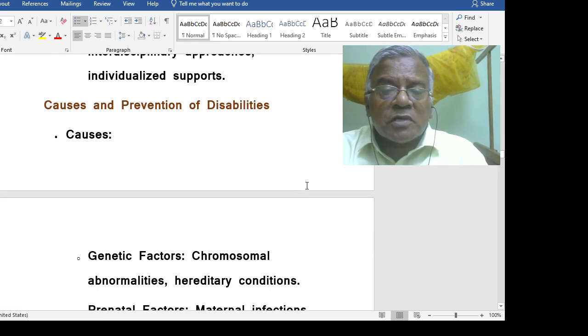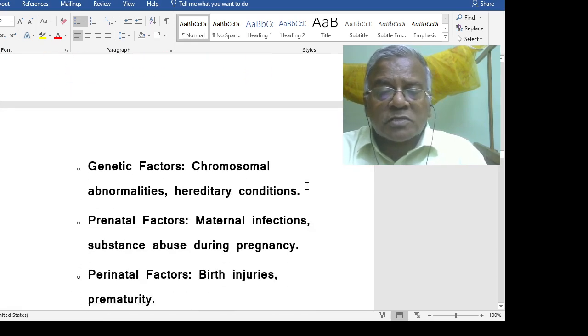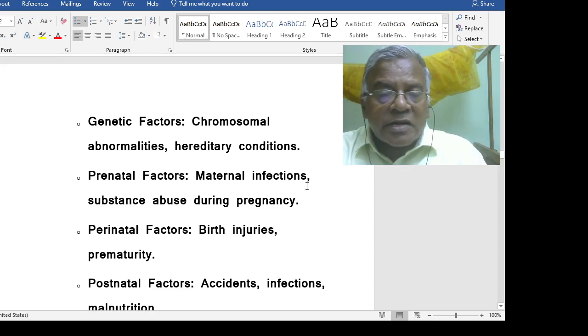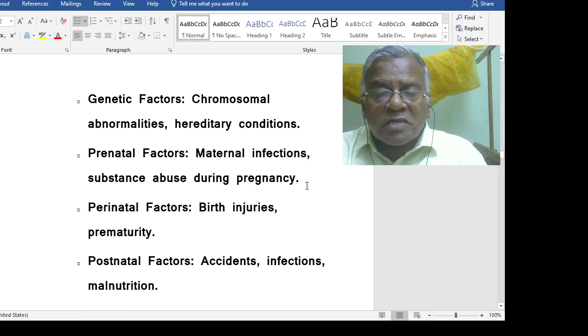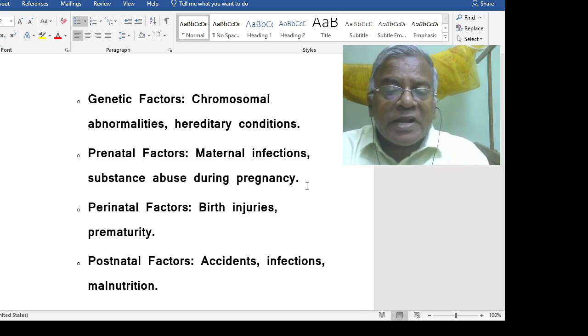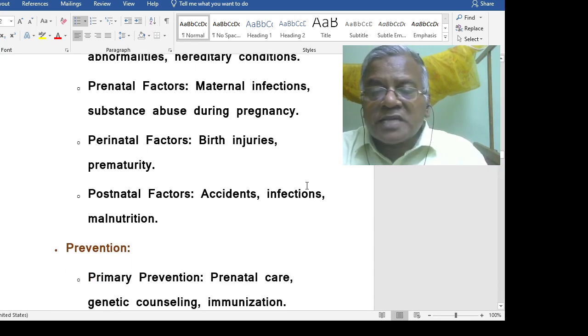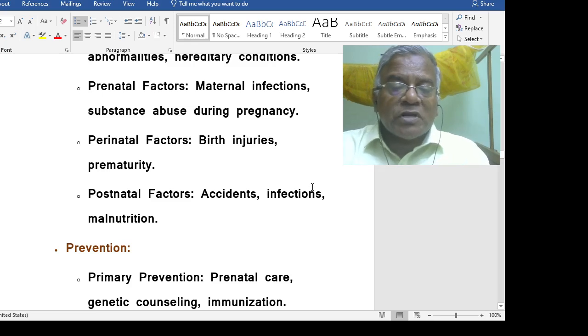Causes and prevention of disabilities. What are the causes? Genetic factors: chromosomal abnormalities, hereditary conditions. Prenatal factors: maternal infections, substance abuse during pregnancy. Perinatal factors: birth injuries, prematurity. Postnatal factors: accidents, infections, malnutrition, etc.